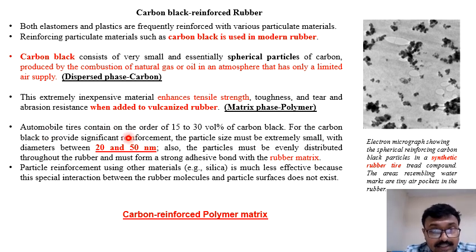Automobile tires contain on the order of 15 to 30% volume of carbon black. For the carbon black to provide significant reinforcement, the particle size must be extremely small, with diameter 10 to 50 nanometers. The particles must be evenly distributed throughout the rubber and must form a strong adhesive bond with the rubber matrix. Particle reinforcement using other materials like silica is much less effective because this special interaction between rubber molecules and particle surface does not exist.